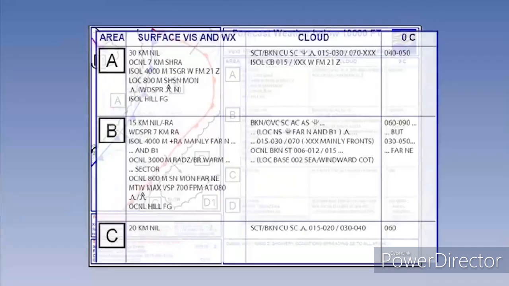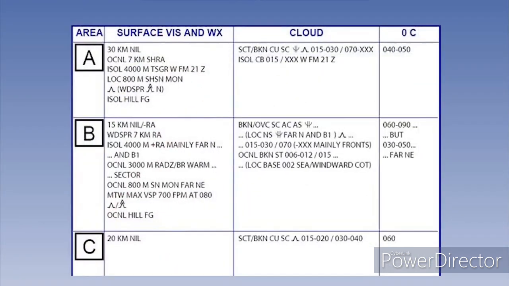For each area there are 3 different columns of information. The first column describes the surface visibility and weather phenomenon, as well as the frequency and distribution of that weather. The second column contains the forecast cloud and any associated hazard. And finally, the third column details the forecast freezing levels.